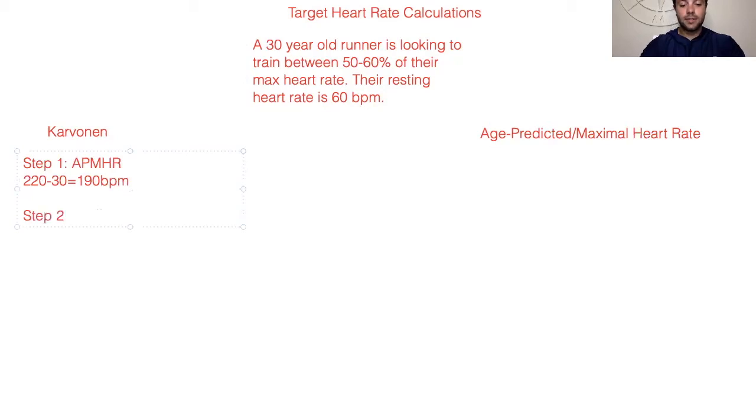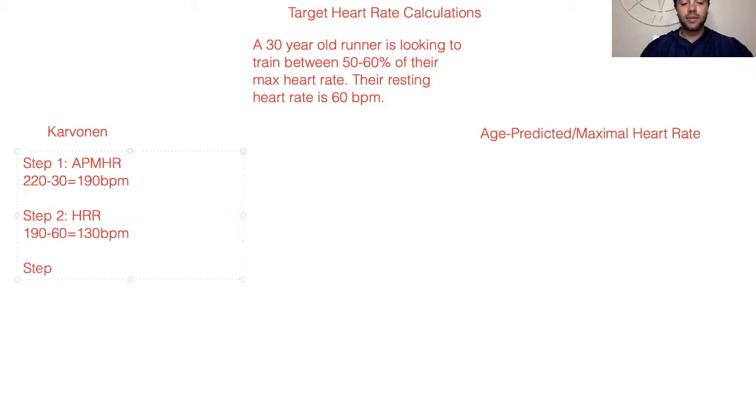Step two is to find heart rate reserve, or HRR. All that is your age predicted max heart rate, which we found in step one, which is 190, and we subtract their resting heart rate, which is 60 beats per minute. So 190 minus 60 equals 130 beats per minute. Pretty straightforward. This is where it gets a little bit trickier. We have to do a little bit more difficult math.